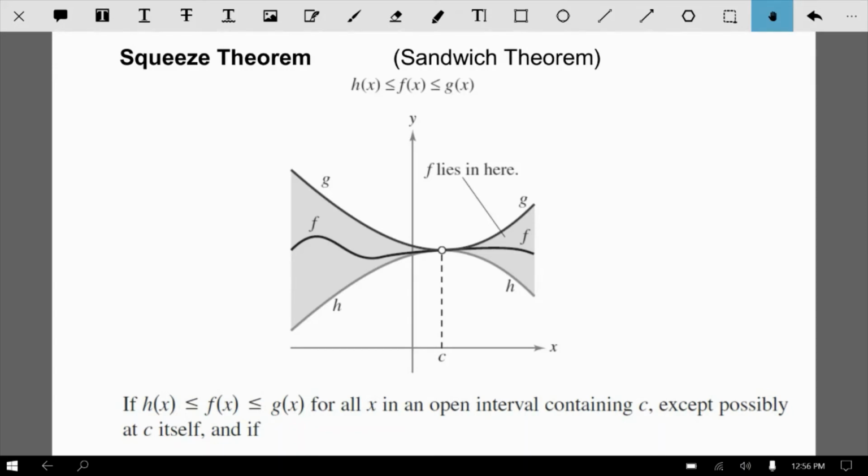And the squeeze theorem is a way for me to work with a function without actually directly doing any calculations with that function. So what we're looking at here is the graph of g, f, and h.